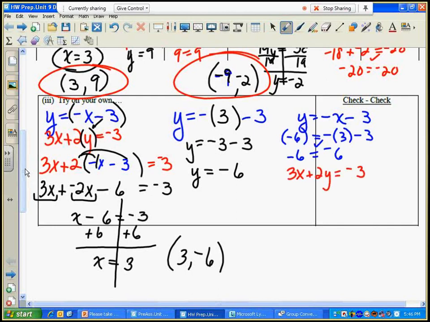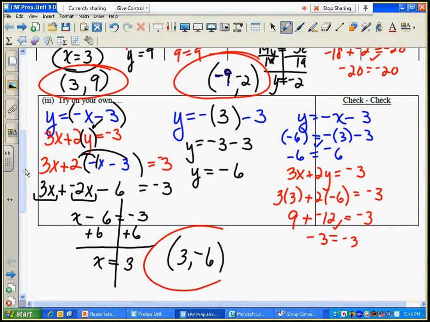All right, let's plug in a 3 for x. Plug in a negative 6 for y. 3 times 3 is 9. 2 times negative 6 is negative 12. The tug of war there has the negative 12 winning by 3. Okay, that one checks out. That is the correct solution to our system.